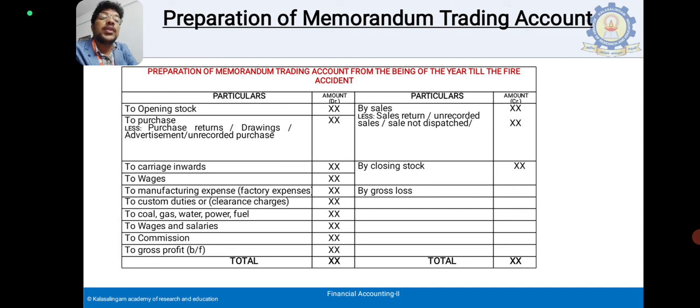Next, either gross profit or gross loss. If it is gross profit, then you need to add it on the debit side, that is to gross profit, and if it is loss, then you need to add it as by gross loss on the credit side of this trading account.